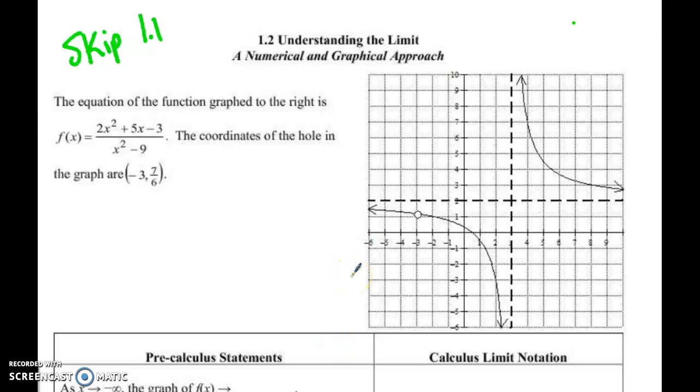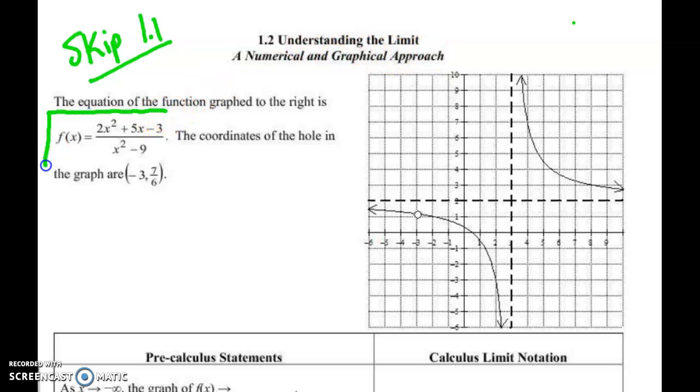So you can tell that I'm going to skip 1.1. Basically, 1.1 is pre-calculus material, and as we come across things that you may forget, please reach out and we can do that. But we're starting with 1.2, understanding the limit.